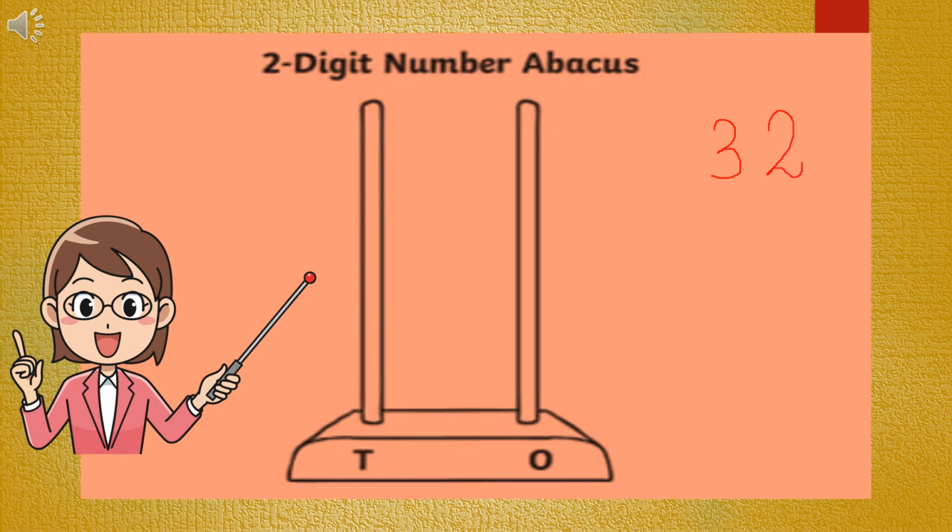So we will have 1 and another bead, 2 beads in the ones place, which is for the last digit of the number 32. And in the second rod we will have 3 beads, which represents the digit in the tens place of the number 32. So this is how we are going to represent any two-digit number on the two-digit number abacus.